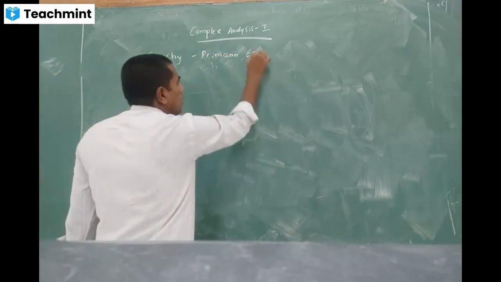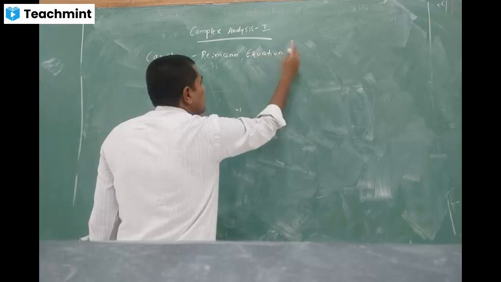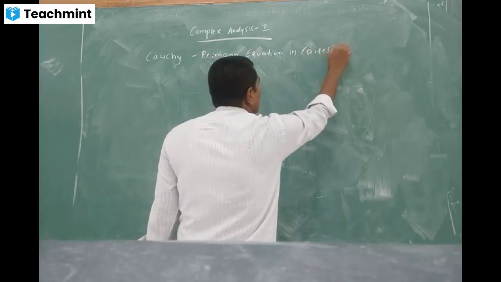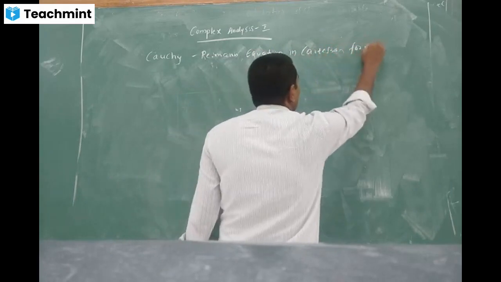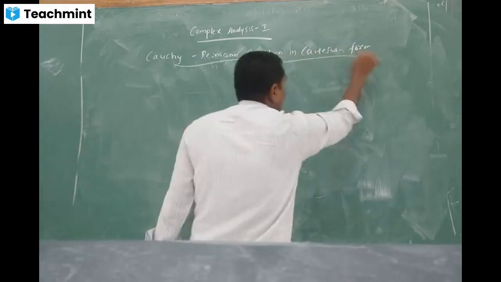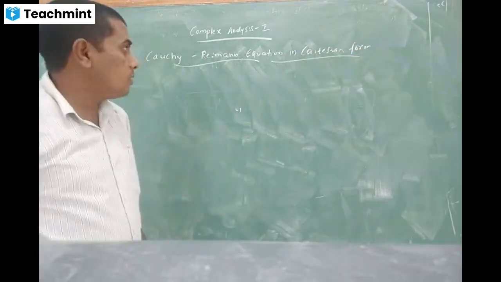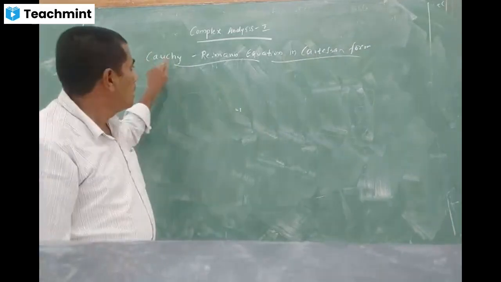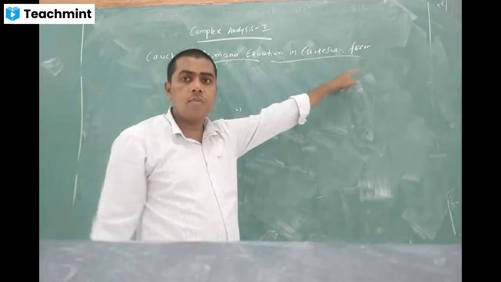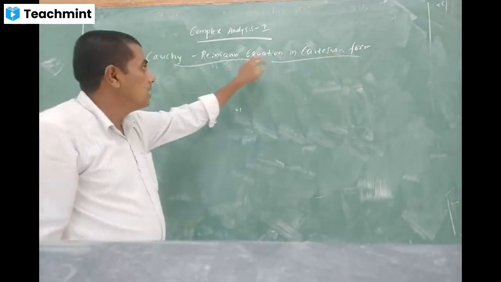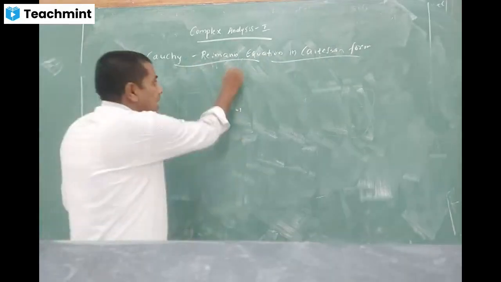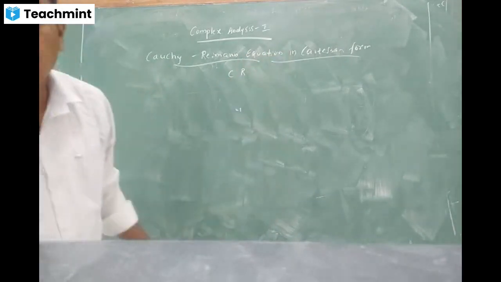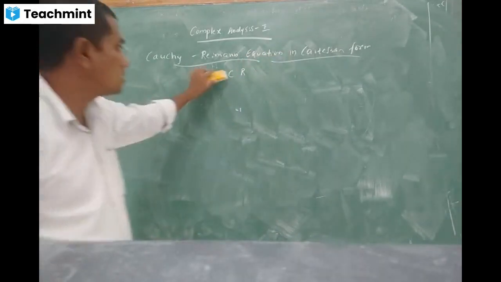Cauchy-Riemann equation in Cartesian form actually. This is a very important theorem. They ask in the examination like this: state and prove Cauchy-Riemann equation in Cartesian form. Another case is there, that is polar form. It is also called the CR equation, Cauchy-Riemann equation in the Cartesian form. So let us prove this.